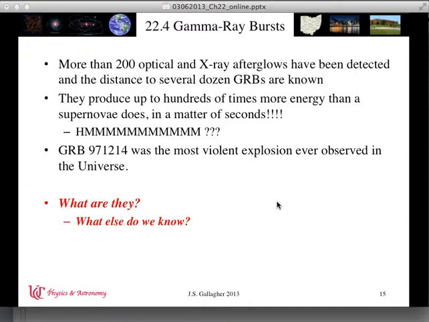Something this tremendously energetic doesn't seem likely. In fact, gamma ray burst 971214 that I pictured was, at the time, considered the most violent explosion ever observed in the universe. Based on its distance and its brightness, you can extrapolate backwards and say what its total energy output would be. But what are they? What are they and what else do we know about them?